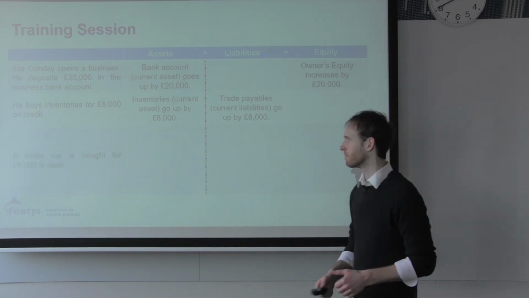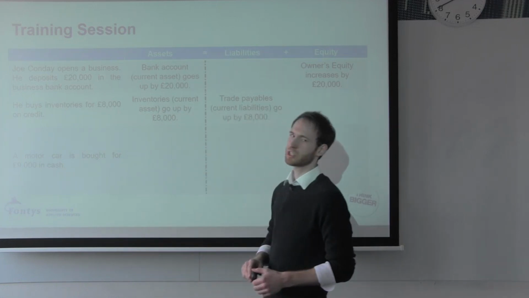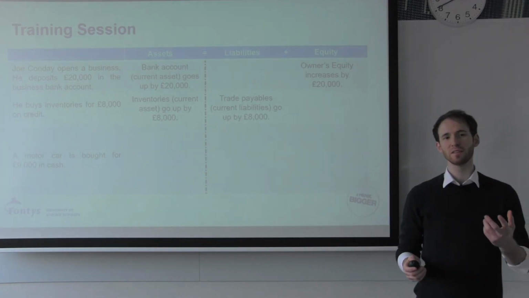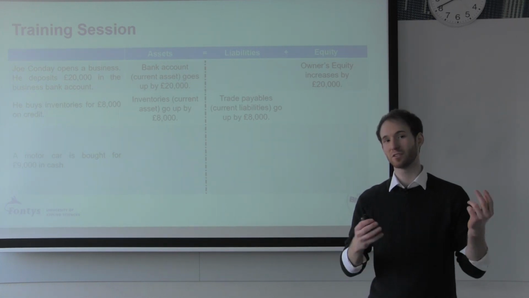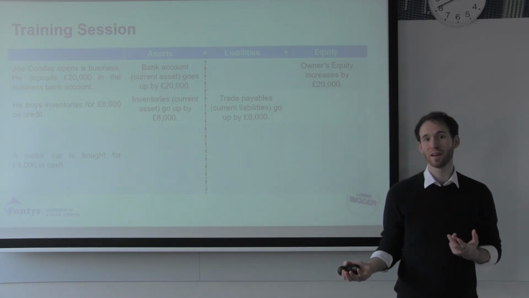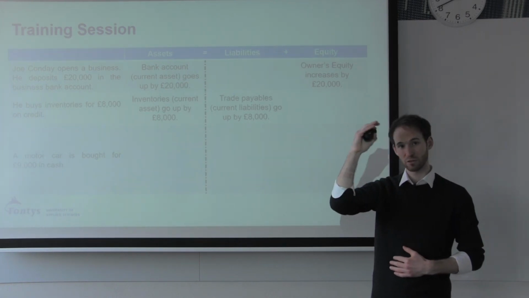Then we look at the final one. A motor car is bought for 9,000 in cash. So this means he gets a motor car, which is a non-current asset because he wants to use it for more than a year, probably. So this goes up, the non-current asset goes up.